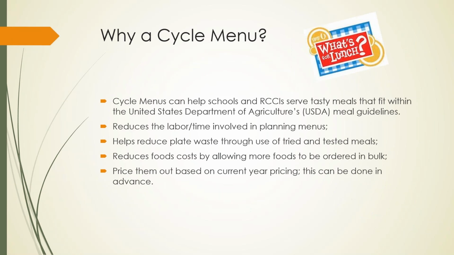So why do we do a cycle menu? Cycle menus are probably the best kept secret in the National School Lunch Program. They can help you, the schools and the RCCI, serve tasty meals that fit within the United States Department of Agriculture's meal guidelines. They greatly reduce labor and time involved in planning menus throughout the school year. They can help you reduce plate waste because you're using tried and true and tested meals that are kid-friendly and USDA approved. They can reduce your food costs by allowing more foods to be ordered in bulk. And you can price them out in advance based on current year pricing, so you have a pretty good ballpark on what your meal costs are going to be throughout the year.